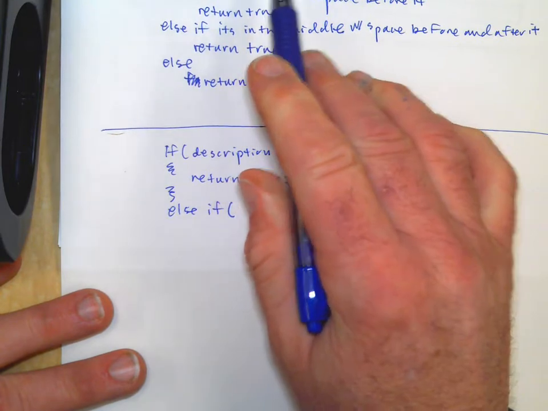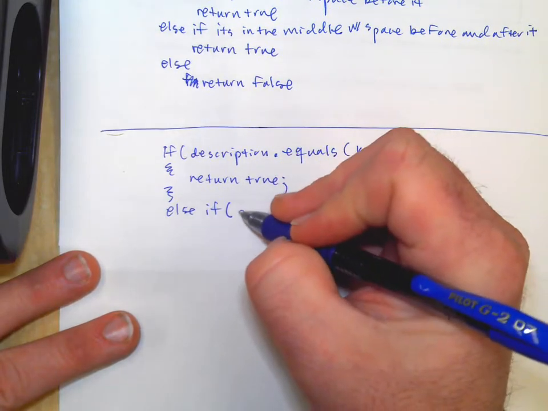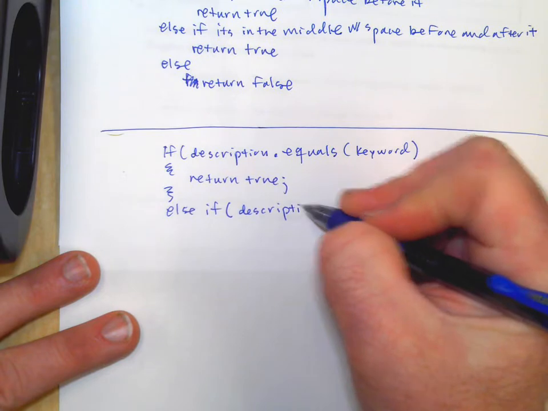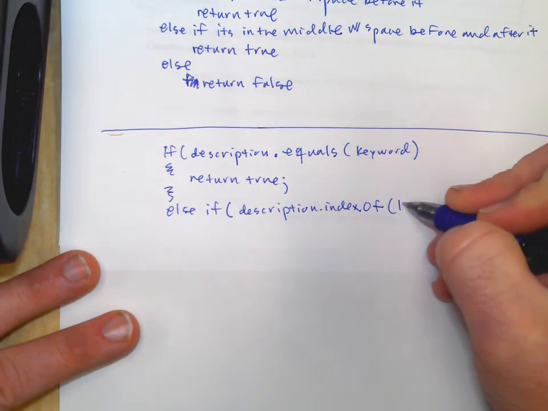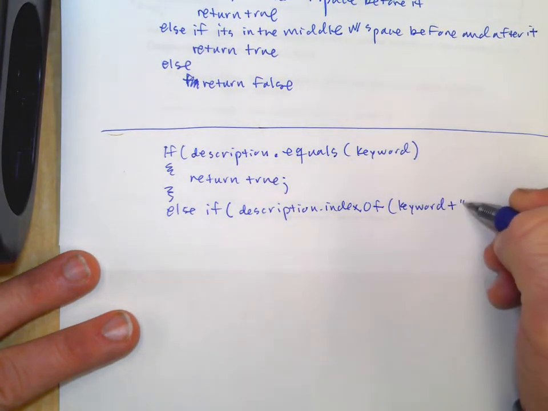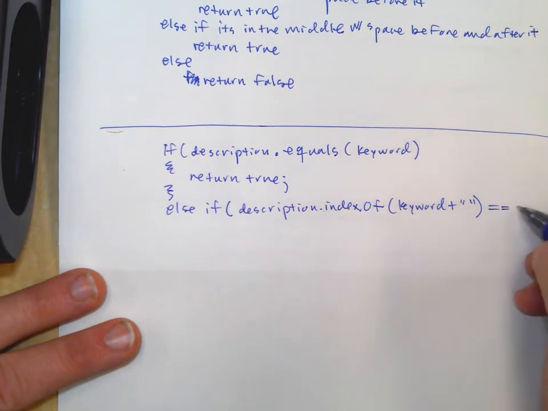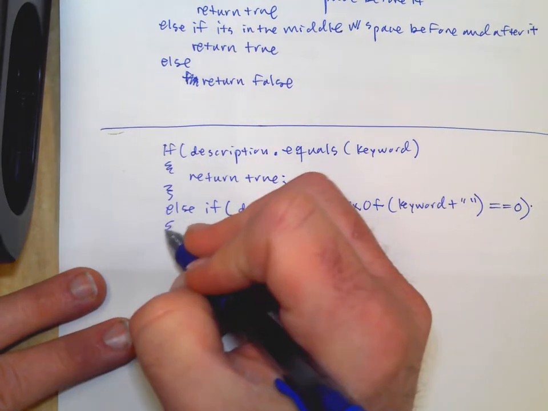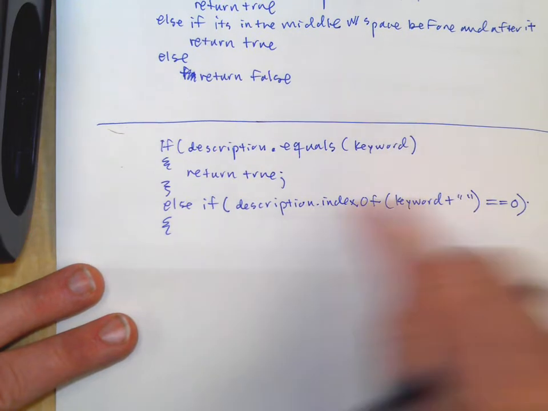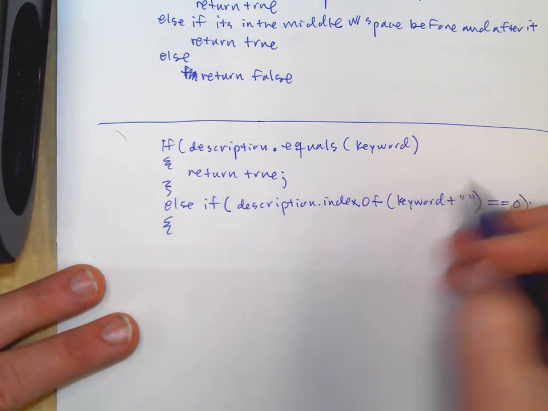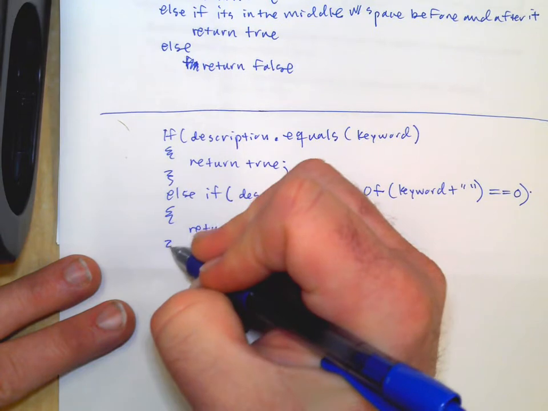I want to say if it's at the beginning with a space. So what I want to say is description dot indexOf, and I'm going to look for keyword with a space after it, all together. If it's at the beginning, indexOf should give me 0 for the location. We use double equals here because it's primitive; indexOf returns an int. So this would identify that it's at the beginning and has a space after it, all nicely together. So we're going to return true here. Else if.